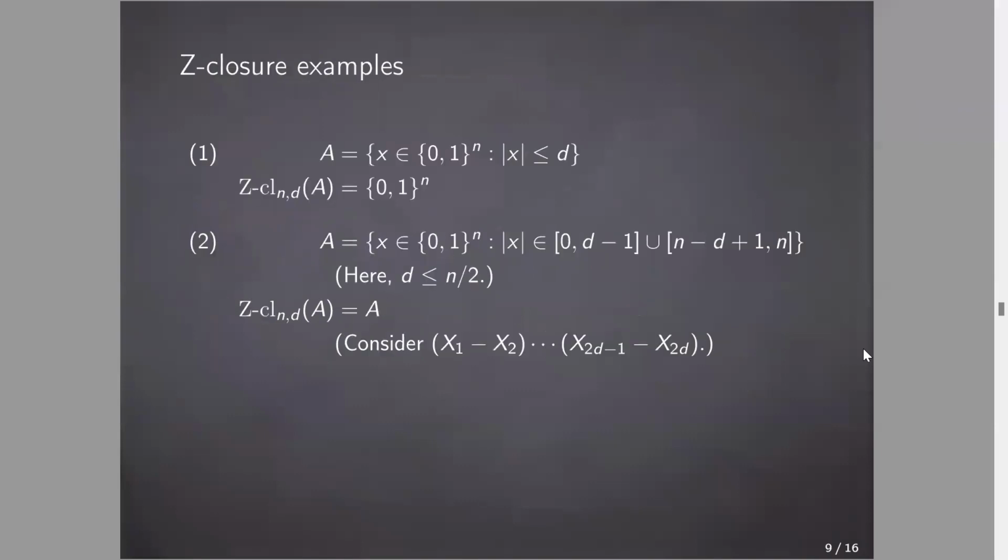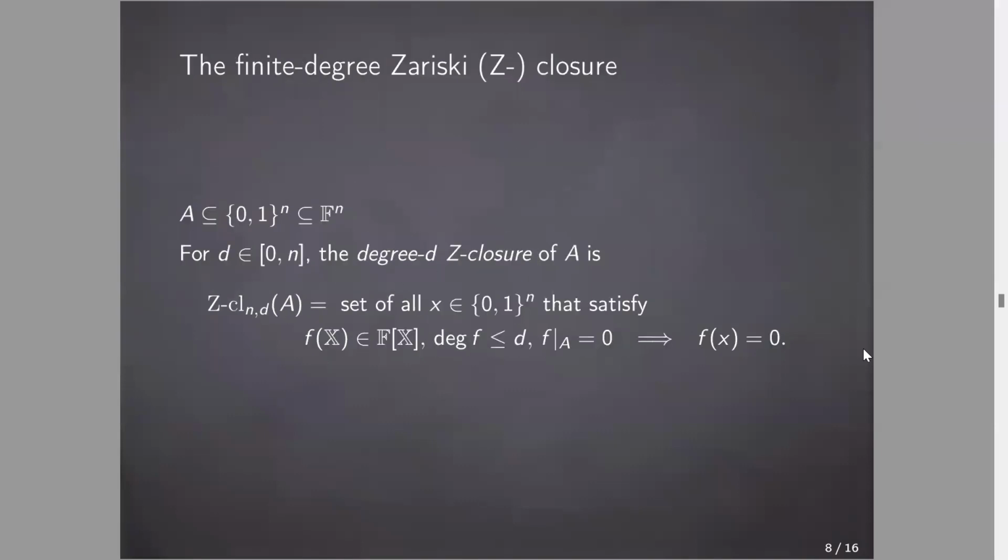Okay, so I'm just confused with the definition. The F is not fixed. You just go through all the degree D polynomials. Right. So we go through all polynomials of degree at most D that vanish on A. So for any polynomial, if the left-hand side is true, then it should imply that the polynomial should vanish at X. So formally, what we are doing is we are considering the vector space of polynomials with degree at most D, which vanish at every point in A. And we are taking the common zero set of that vector space.